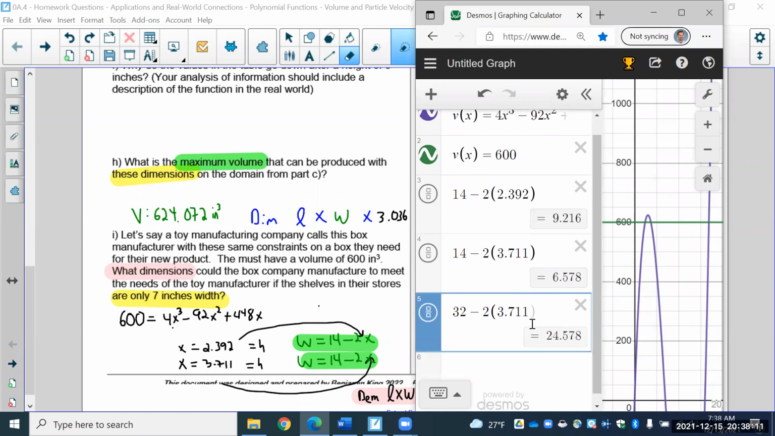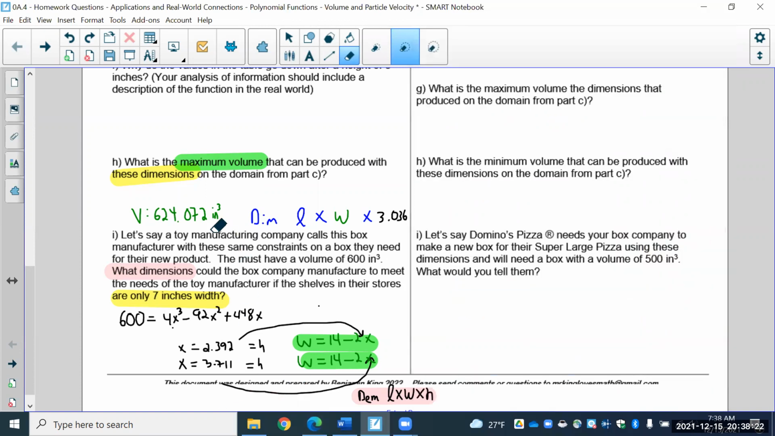Just pay attention to what you're actually being asked. So the dimensions are 3.711 by 6.578 by 24.578 inches. Don't forget here, when you did the volume, you had to report that as a cube.